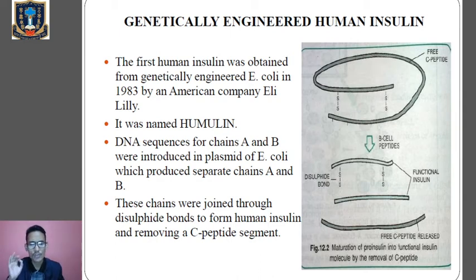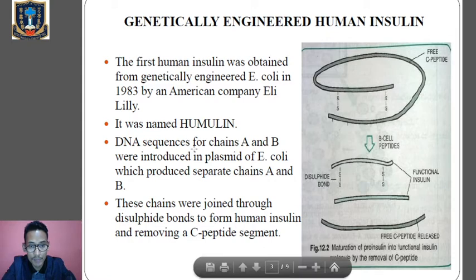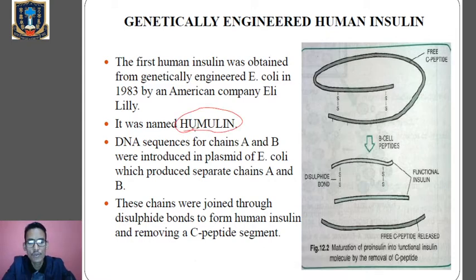So the first human insulin was obtained from genetically engineered E. coli, Escherichia coli, in 1983 by the American company Eli Lilly. So kindly remember that the first genetically engineered human insulin was extracted from E. coli cells by an American company in 1983. Okay, and the name of that insulin was Humulin. So kindly remember the name of the insulin which was obtained genetically. It was known as Humulin.